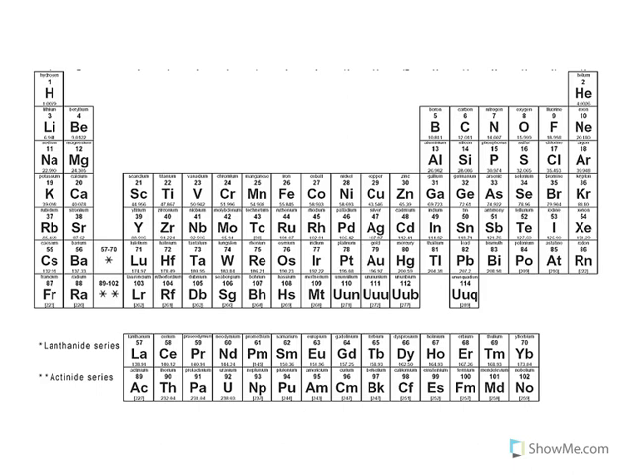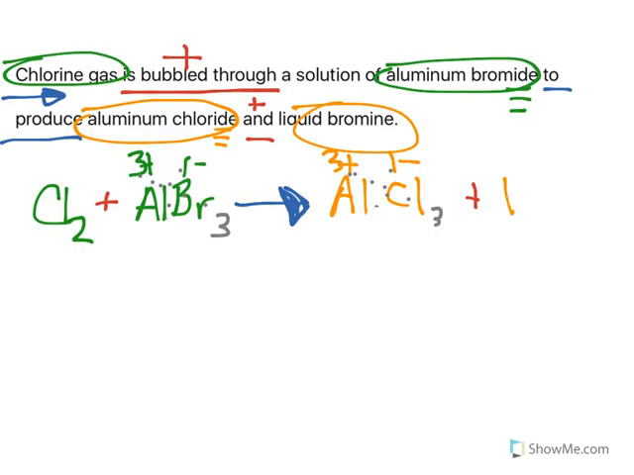Liquid bromine. We got to figure that out. Okay, bromine, he's right here. So not only is he a nonmetal, he's another one of our 7 that make a 7. So he's going to be Br2. So there's my equation. Now I've got to balance it.